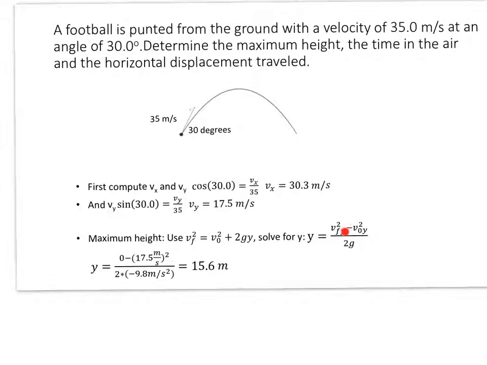Now, this initial velocity, very important here, that's going to be that Vy, the y component, not the 35, but Vy here. So that's going to be 17.5. That's got to be squared, divided by 2 times a minus 9.8 meters per second squared. We solve for y. y is 15.6 meters. So the maximum height, this height right here, that the football travels, is 15.6 meters.